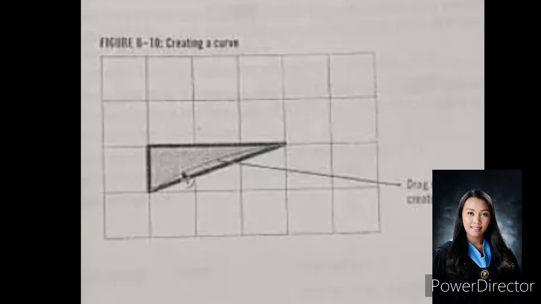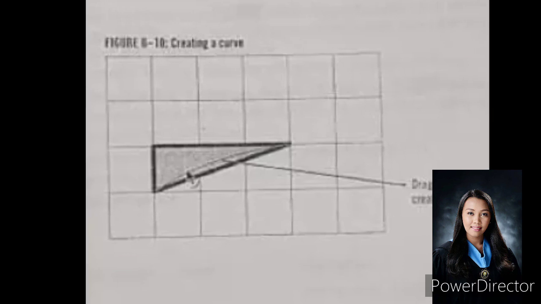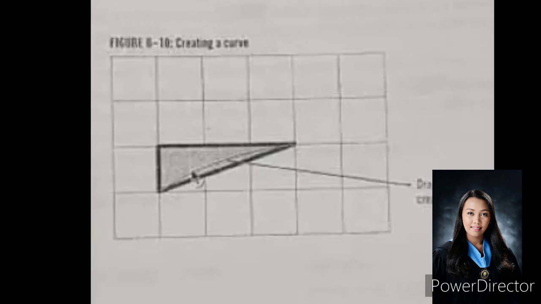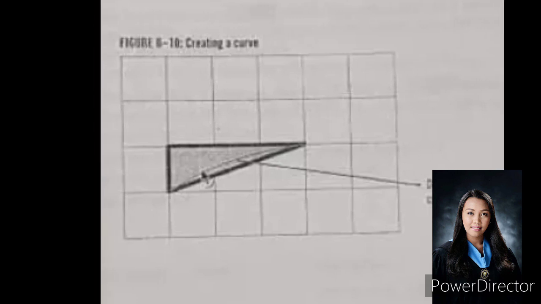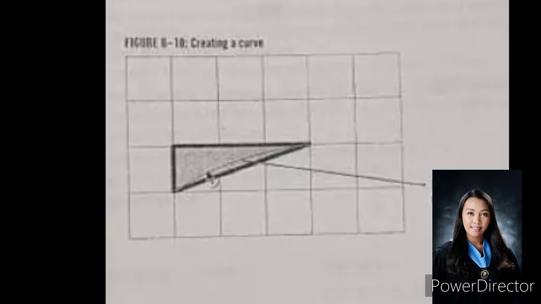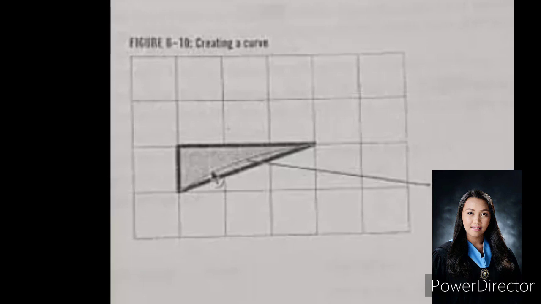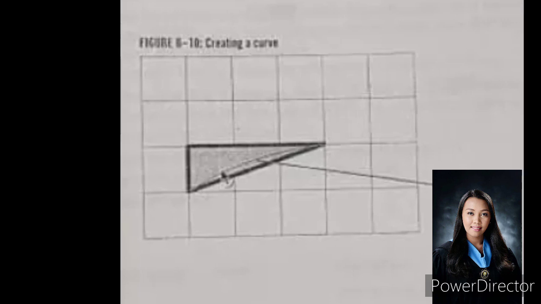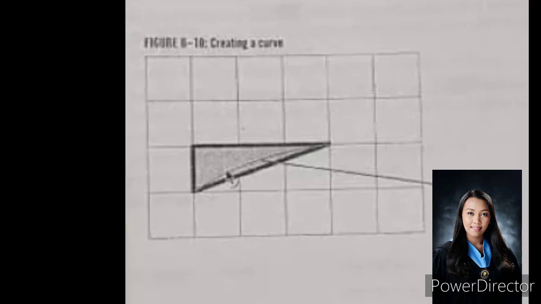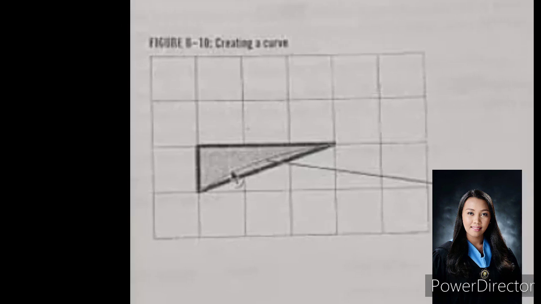Number 5. Click and drag towards the top left corner of the rectangle. Then, when the curve resembles your goal, release the mouse button. The bottom edge of the triangle is now curved. Last one, number 6. Save the document. And that's all.